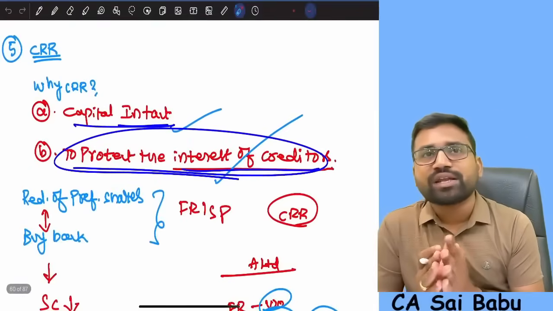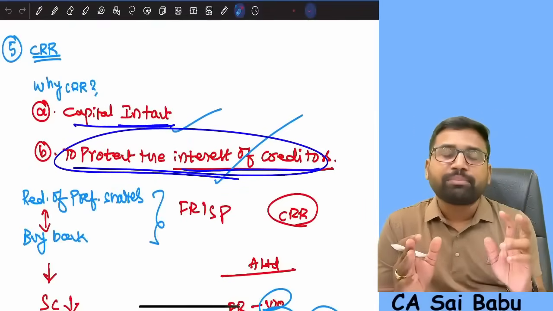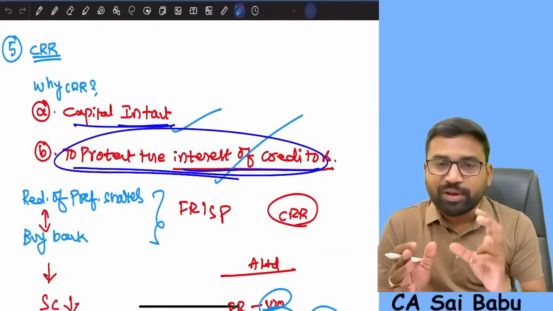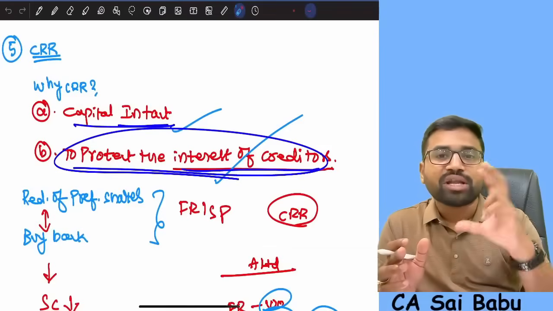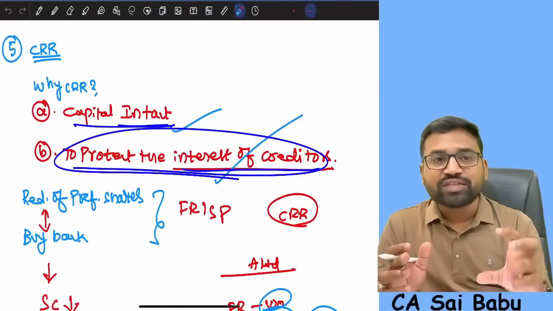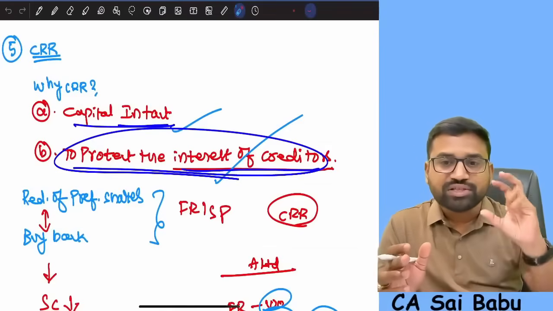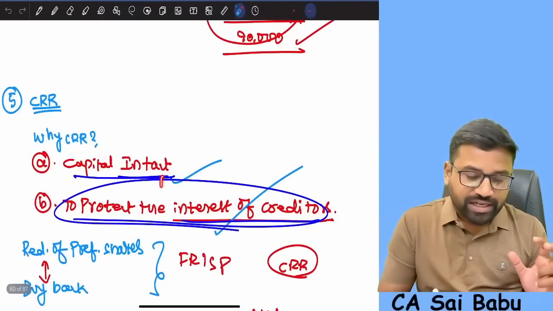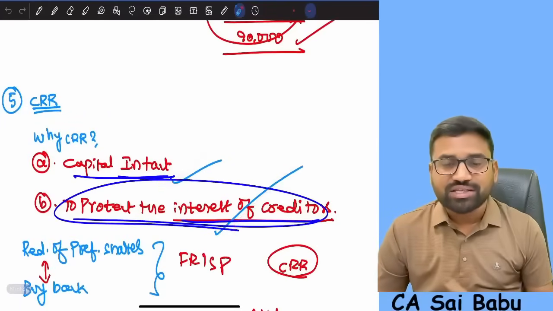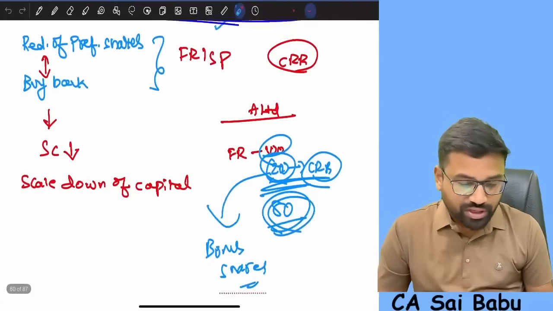And creation of CRR, sir. Whenever a company depends upon free resources or securities premium for buyback of securities, then to the extent of the nominal value of shares bought back, they must transfer from free resources to CRR. So creation of CRR, to ensure capital intactness and to protect the interest of the creditors, especially at the time of buyback, is also very, very important.